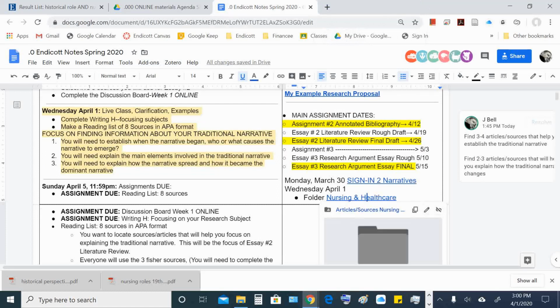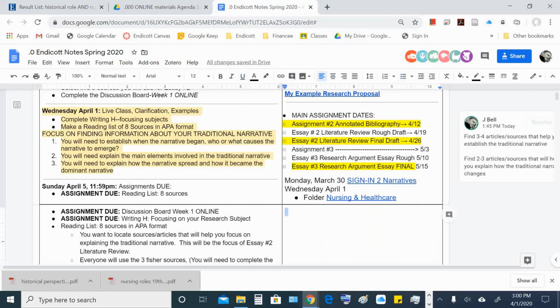And also, when we get to the final research paper, I'll talk about other sources that we need to find, like a primary source and stuff like that. But for this annotated bibliography and literature review, basically you're in good shape if you just find 3 to 4 sources that'll help you talk about this traditional narrative and where it came from.